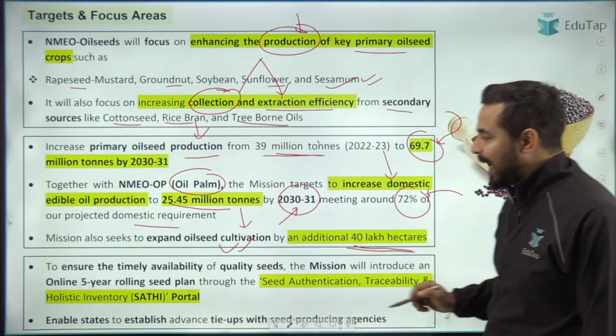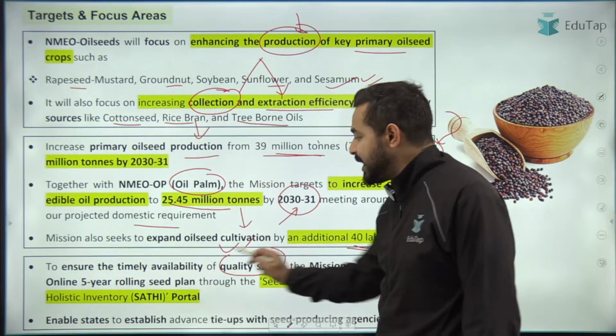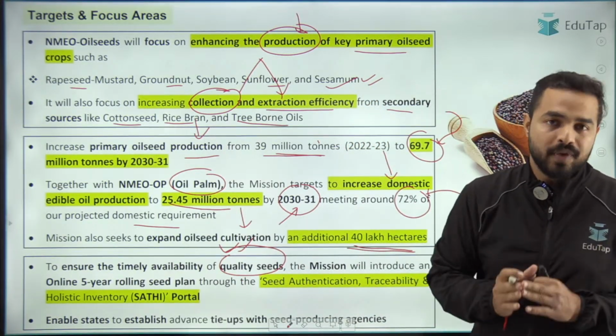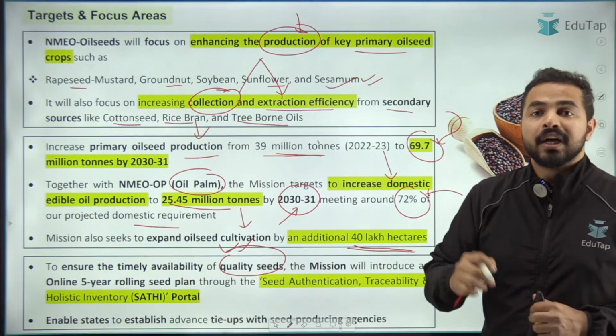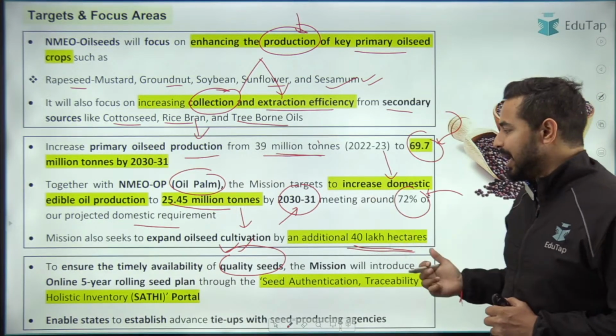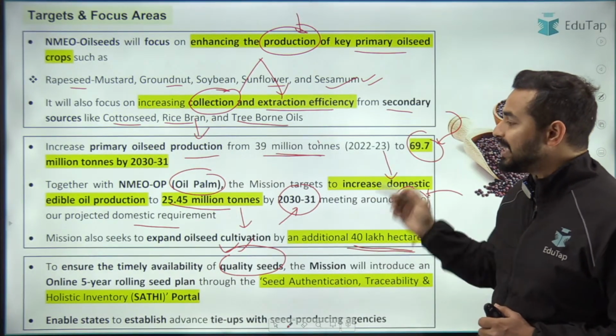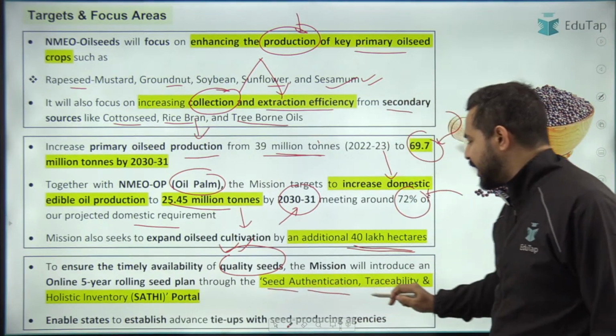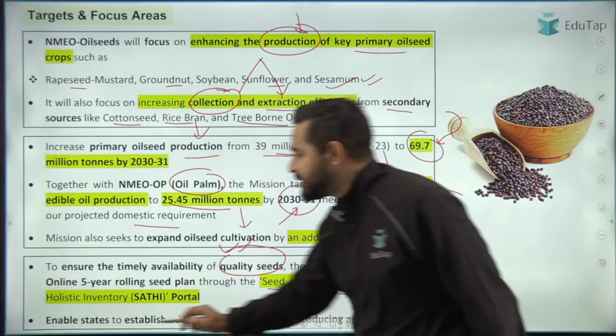Now in order to ensure the timely availability, so that quality seeds can be found here. See guys, what do we need for crop production? Quality seeds are required. To fulfill this requirement of quality seeds, the mission will be introducing a Sathi portal. And what exactly does Sathi stand for? That is seed authentication, traceability and holistic inventory.